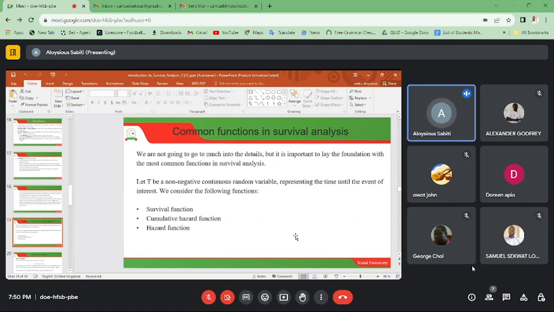So the common functions in survival analysis are here. We are not going to go too much into the details, but it is important to lay the foundation with the most common functions in survival analysis. Let T be the non-negative continuous random variable representing the time until the event of interest occurs. We consider the following functions. One, the survival function. Two, the cumulative hazard function.